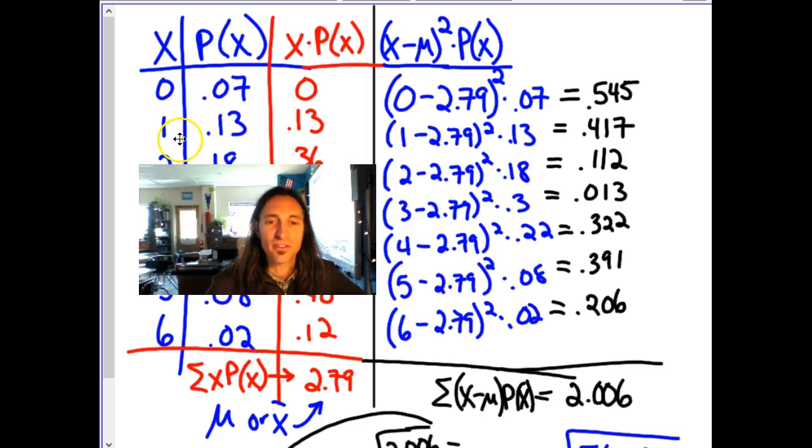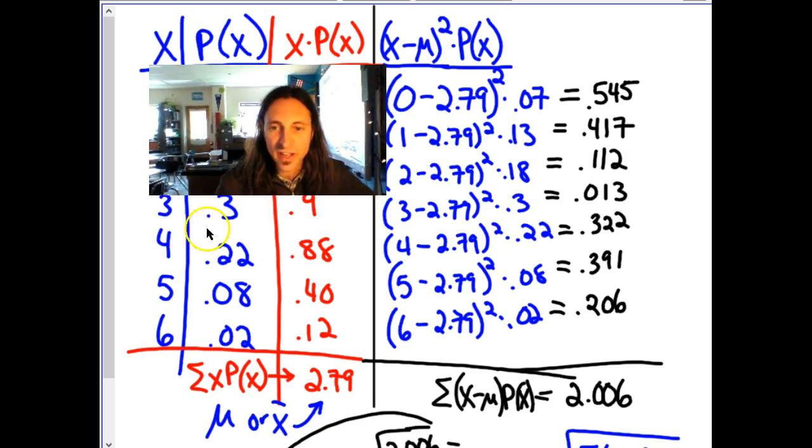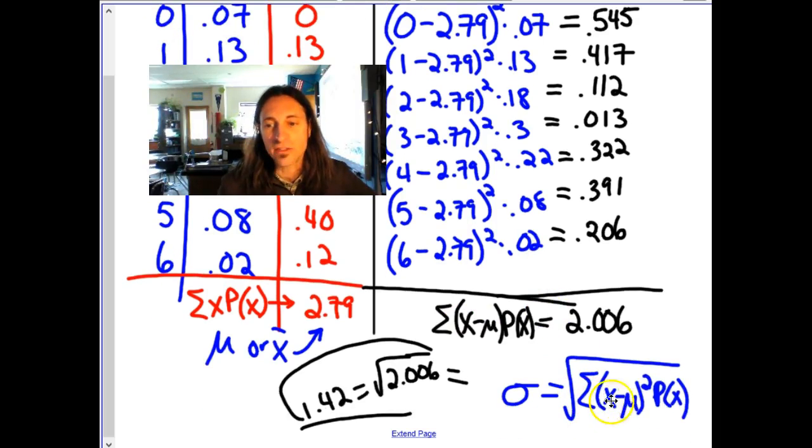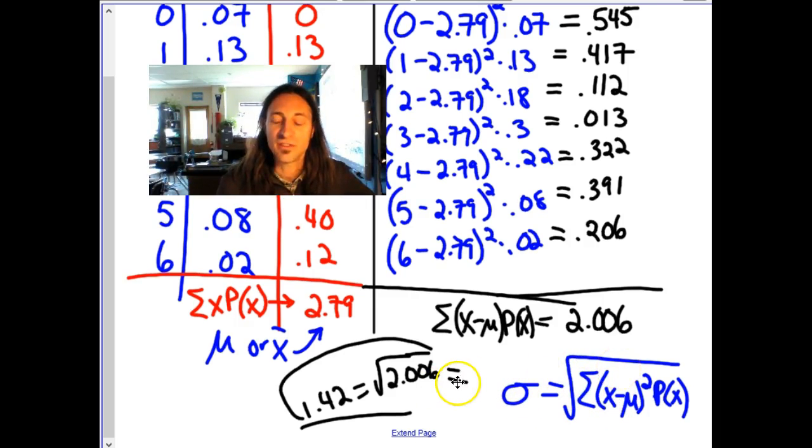And I do that for each one. So for a value of 1, I take 1 minus 2.79, hit enter on the calculator. Then hit square it, enter, then multiply it by the probability, which is 0.13, and you get 0.417. And you do that for each one of these x values, and when you're all done, you add them up, and that's what this sum of x minus mu squared times the probability of x is. So you add up this whole column. I got 2.006. To find the standard deviation, you square root it, and once you have your standard deviation, you have indeed answered your question.